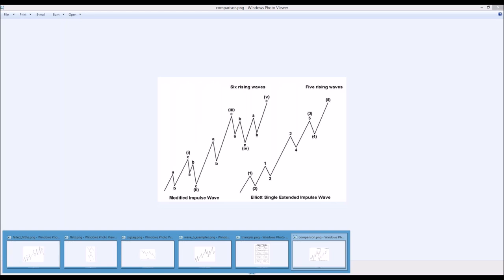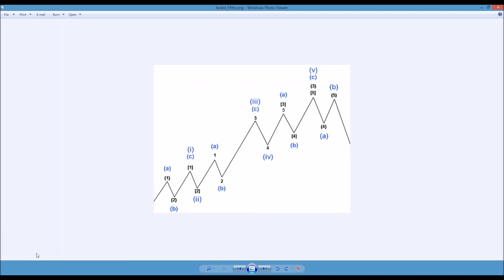Okay, what I wanted to share as well is failing fifth waves. This is the thing that convinced me to switch over, okay? I want you to look at the count in black, and I want you to look at the count in blue. Black is the traditional version of Elliott. So you have a 1, 2, and then nested 1, 2s, okay? Then you have a 3, 4, 5, a 3, 4, 5, which ends up being a 3 and a 4.